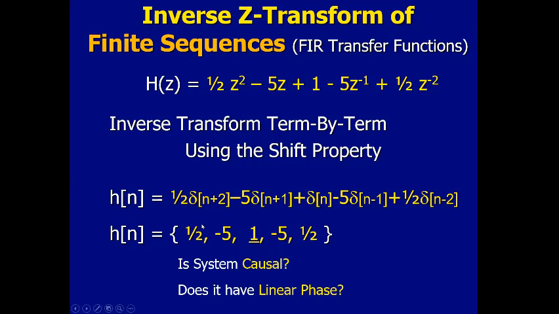This particular unit sample response happens to be the response for a linear phase FIR filter. The way I can tell is, again, around the center position of h of n, we have an even symmetry. If I have either even symmetry or odd symmetry around the center point of my h of n, it's a linear phase filter.